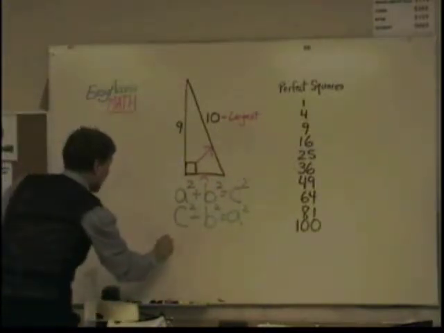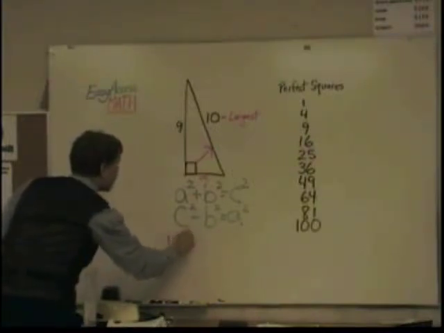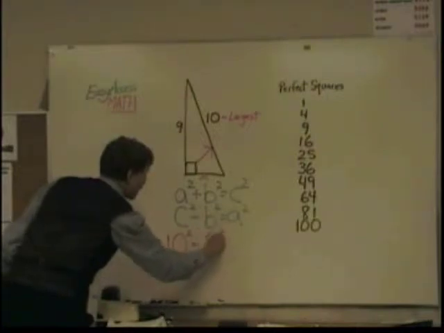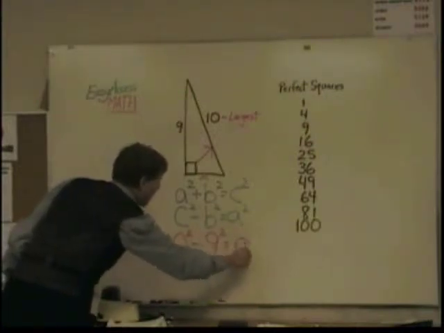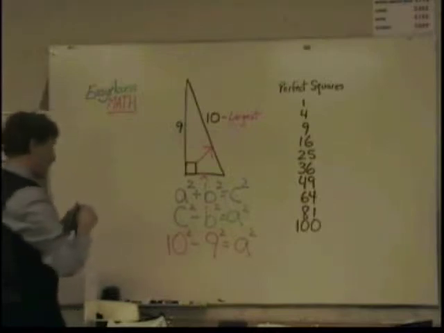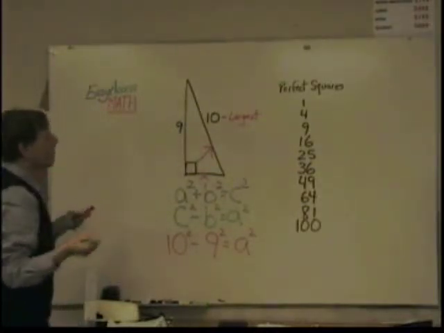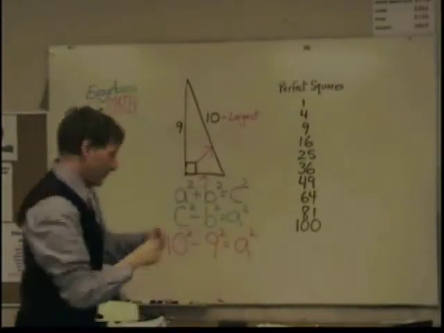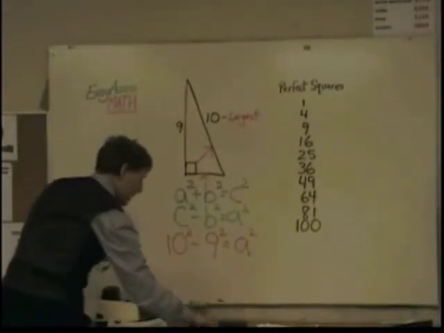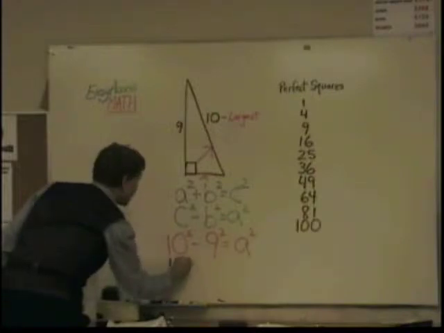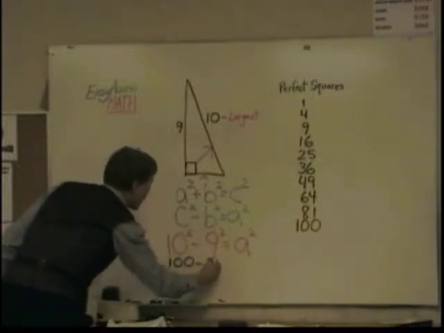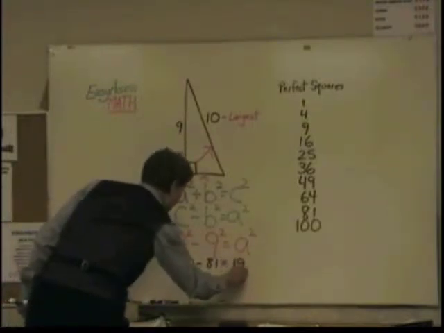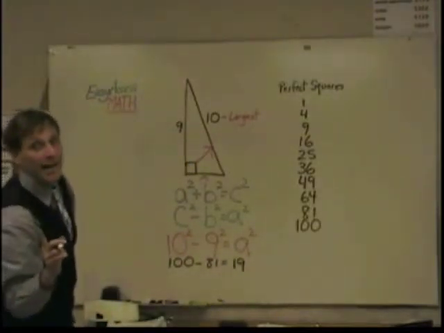And in this case, it would be 10 squared minus 9 squared equals my missing leg, which is the bottom one. And it doesn't matter which leg you call A or B, the two legs, A and B. And that gives me 100 minus 81 equals 19.